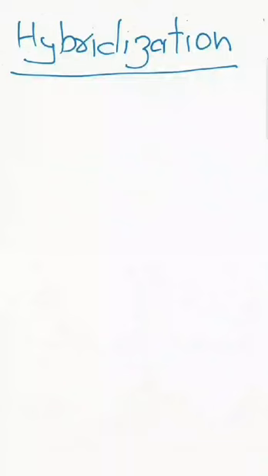Carbon can undergo different types of hybridization. It can undergo sp3 hybridization, it can undergo sp2 hybridization, and it can undergo sp hybridization. In today's lecture we are going to discuss the sp3 hybridization. So we will begin with sp3 hybridization. What is sp3 hybridization?